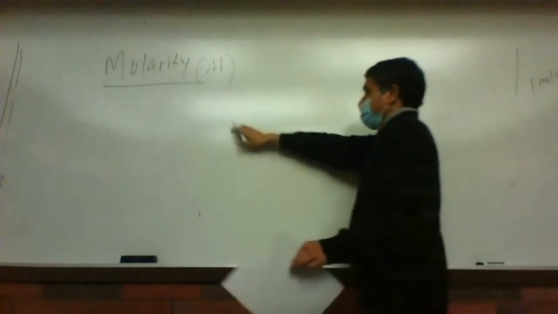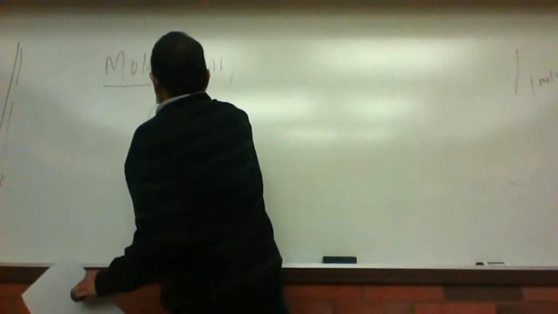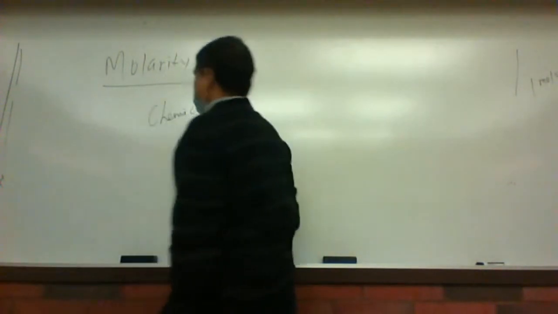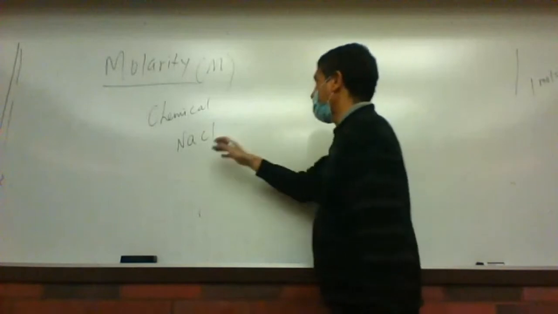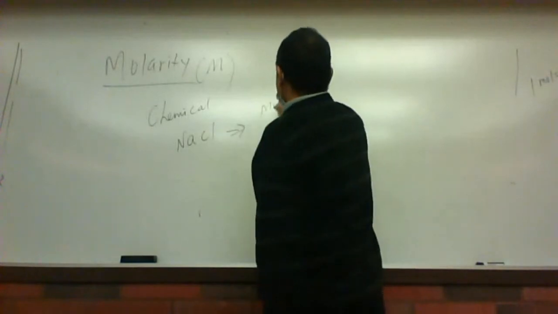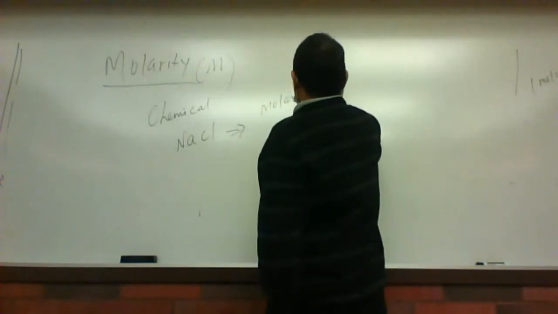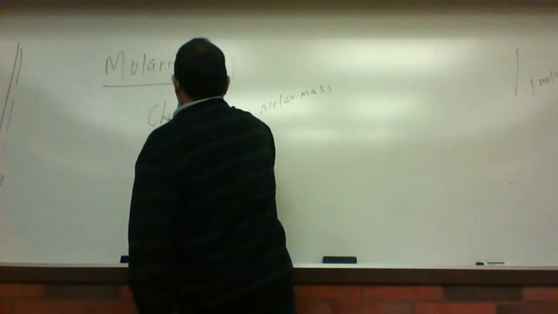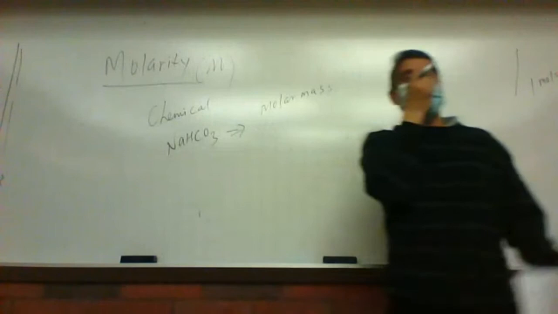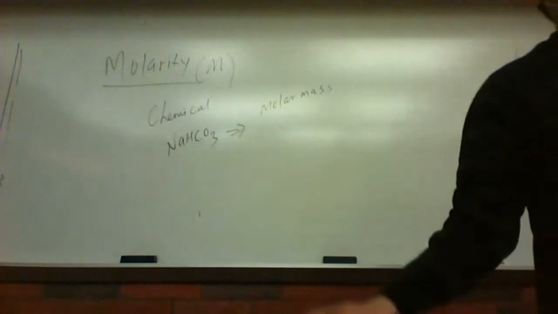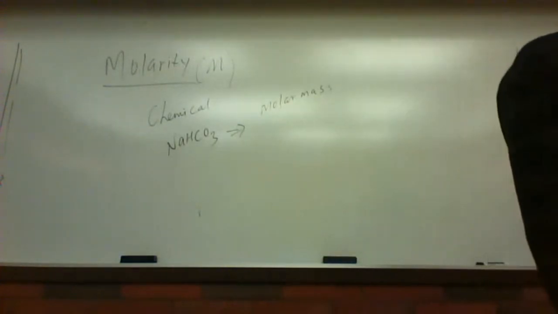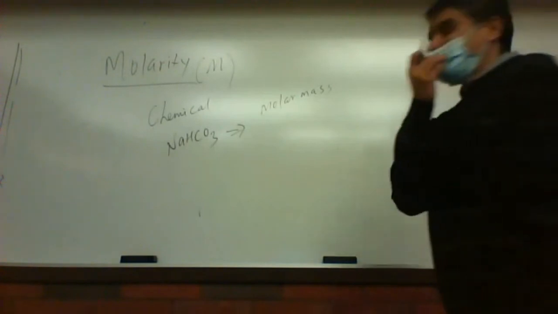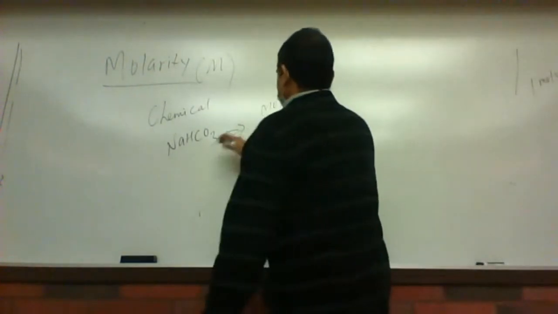First of all, take one chemical. We are talking about, let's say, sodium chloride. Find the molar mass. Maybe I'll just use sodium bicarbonate. Sodium bicarbonate was in the exam, and you already know this. What is the molar mass of sodium bicarbonate? It's 84, right? So find the molar mass.